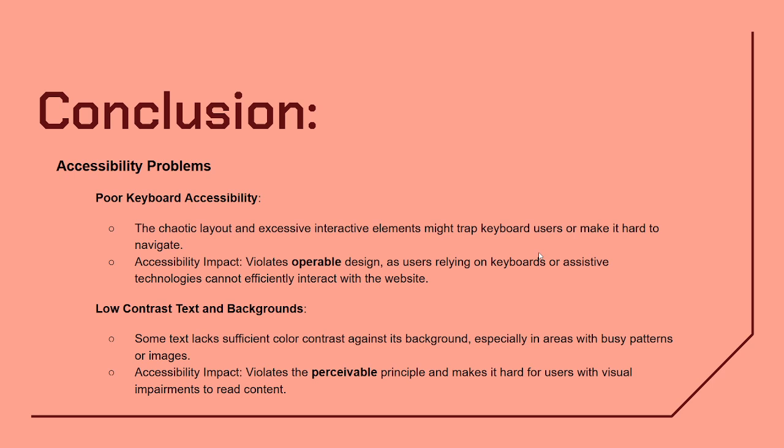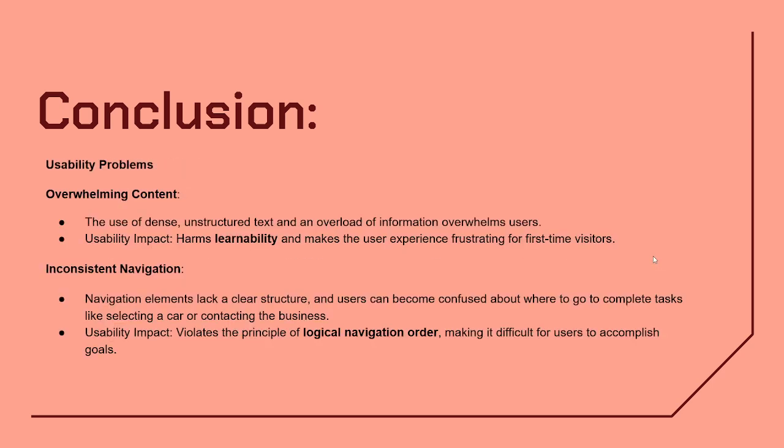So in conclusion, some of the biggest problems: for the accessibility part, it's the poor keyboard accessibility and the low contrast between text and background. And for usability, it's the overwhelming content, making it super chaotic, and also the inconsistent navigation, which means it lacks a clear structure. I have no clue if I want to go to some special section, right? It's not clear at all.